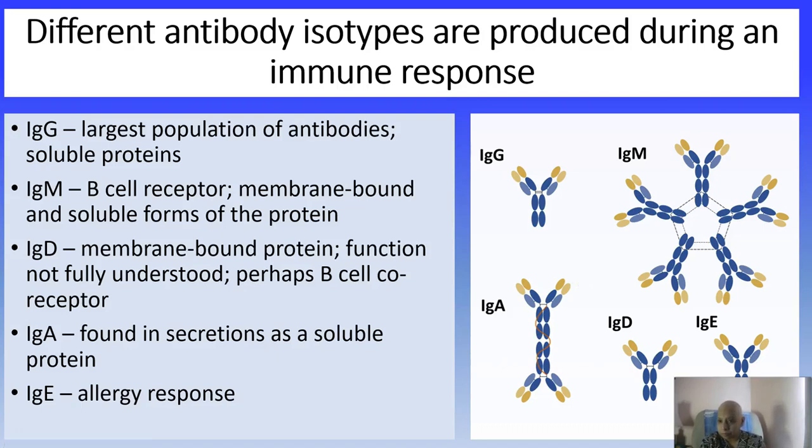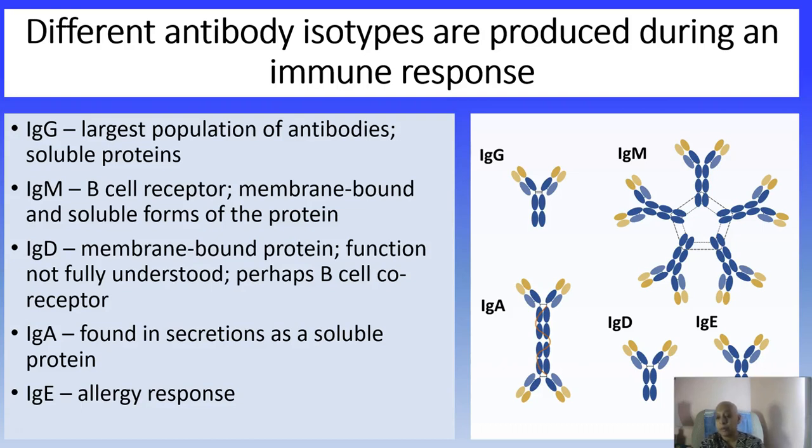So other things to remember when we are looking at antibodies, there are different types of antibody isotypes that are produced even in this category of antibody production. So there are IgGs. These are the largest population of antibodies.